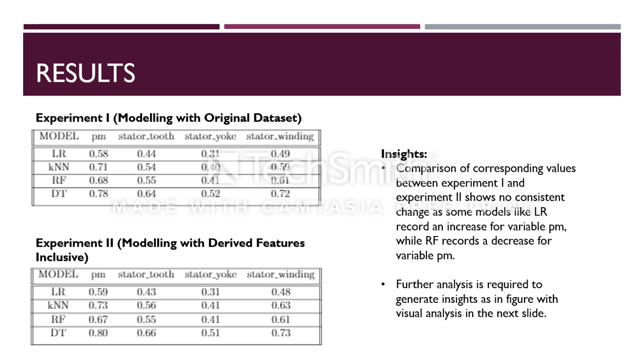Initial comparison of corresponding values between experiment 1 and experiment 2 shows no consistent change, as some models, like linear regression, recorded an increase for variable PM, while random forests recorded a decrease for the PM variable. Further visual analysis is provided in the next slide.